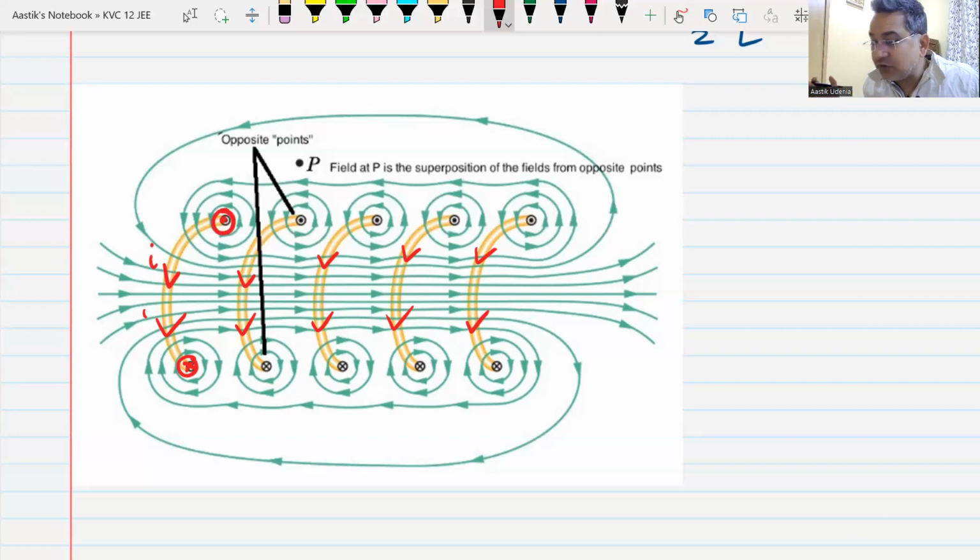Do you see this? Yes or no? Yes, sir. Yes, sir or no, sir. So that is the magnetic field due to a solenoid.